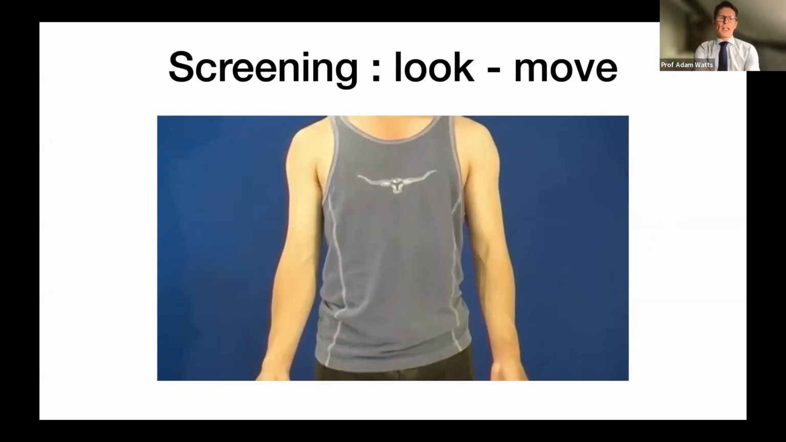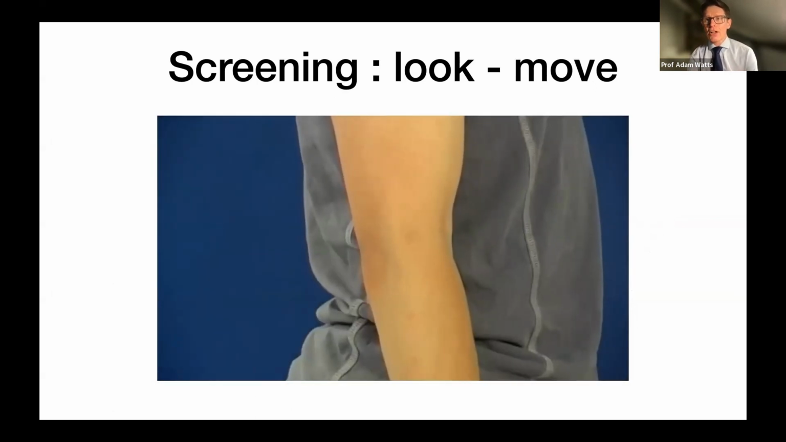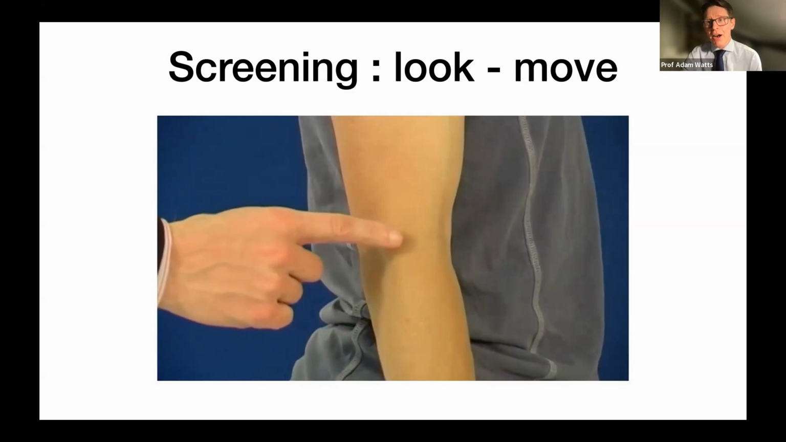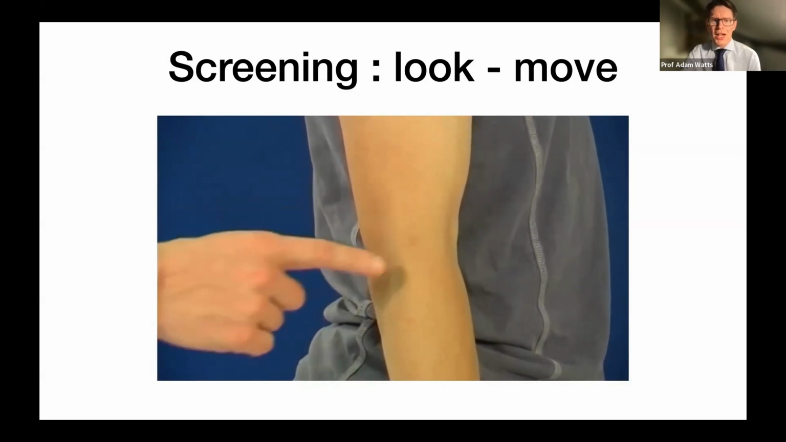So we start by looking at the elbow and the arm. We need to expose from the shoulder down to the fingertips. We look at the carrying angle. We compare that from one side to the other. Of course, if the elbow is in a fixed flexion posture, then the carrying angle can't be relied upon because external rotation of the humerus will alter that.